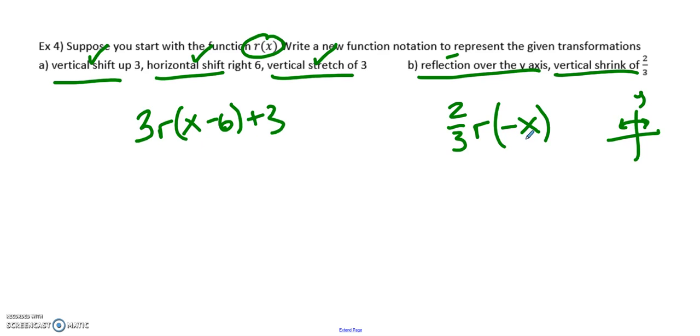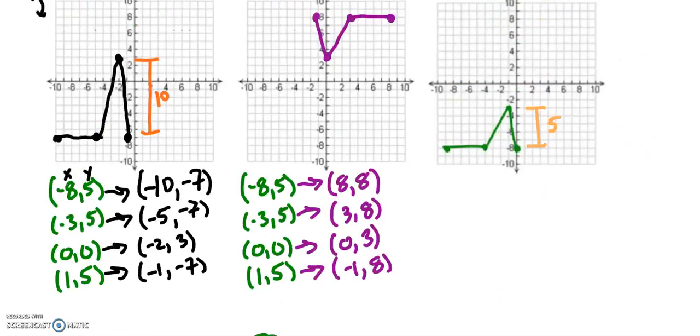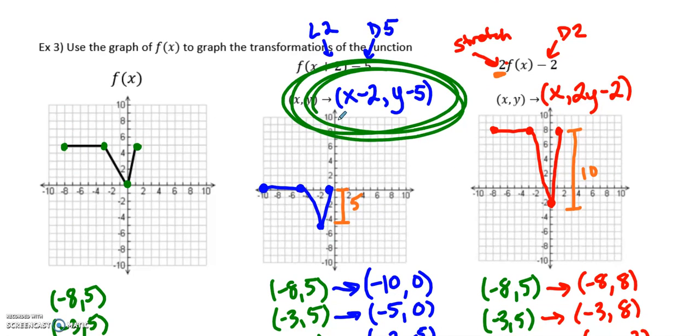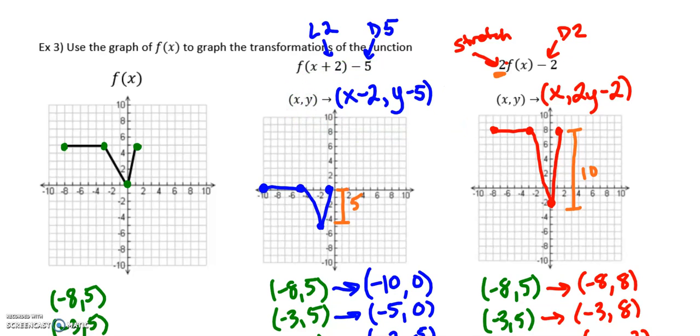So those are just taking and going backwards, writing the functions given the transformations. So the key to doing any sort of graphing of transformations is find that filter and then run all the points through it that you need to see the shape of the graph.